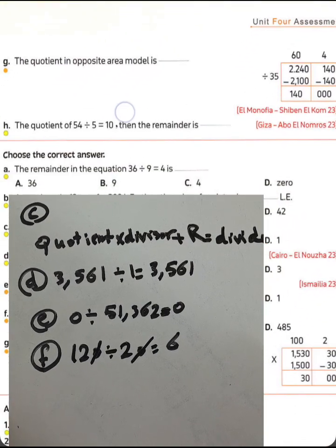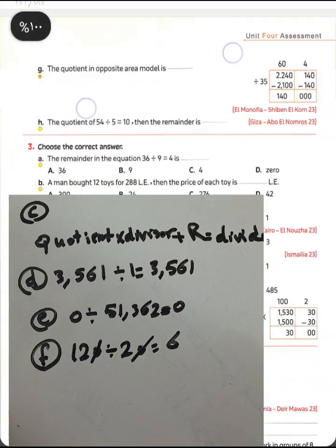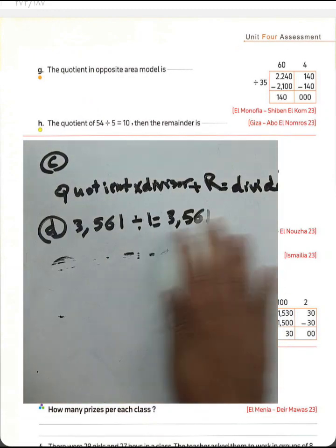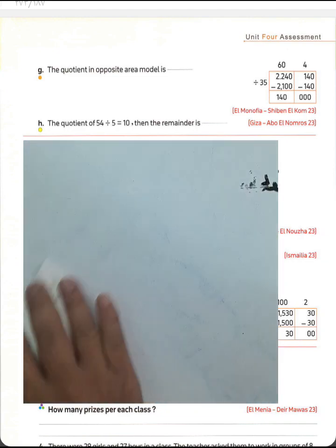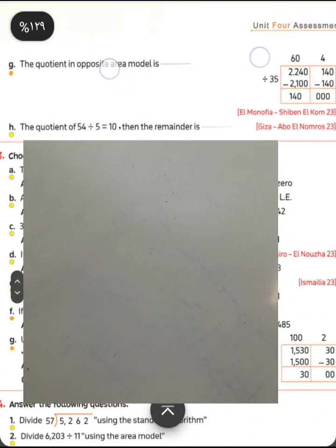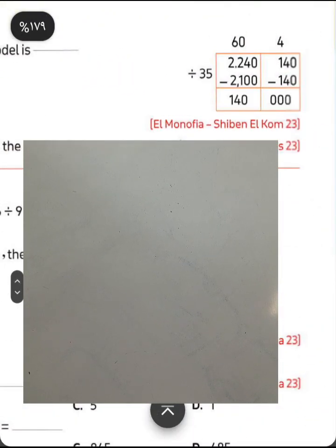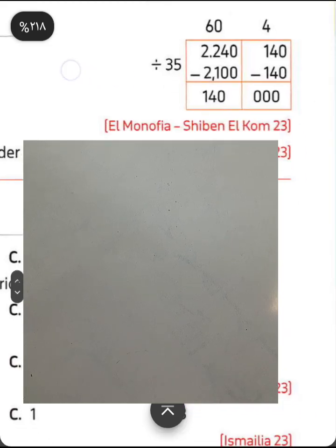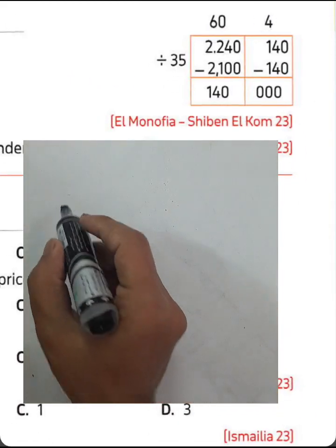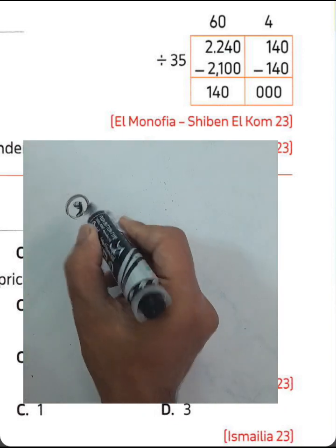Question letter G, the quotient in the area model here. Okay, we can find the quotient here by adding all the numbers at the top. 60 plus 4 equals 64. So the quotient about this example will be 64.